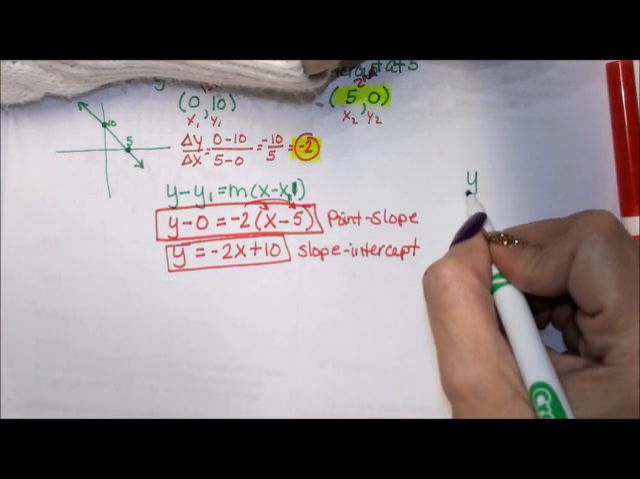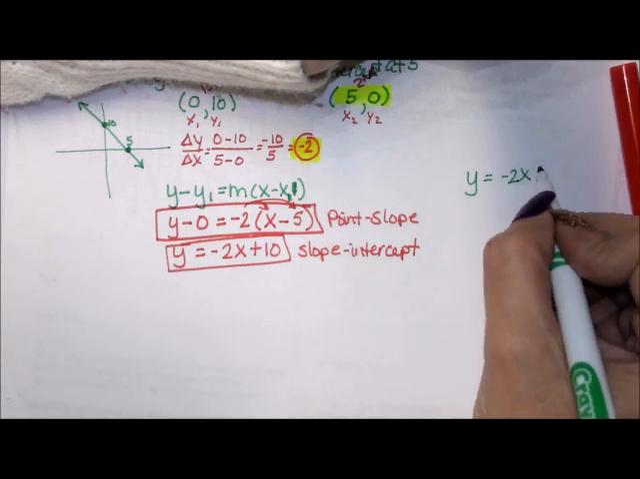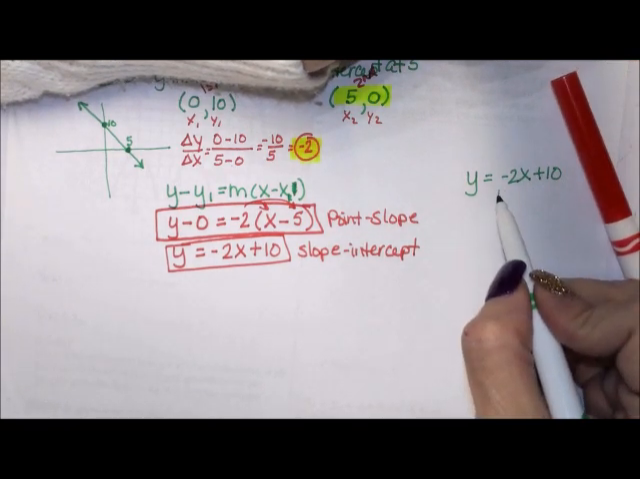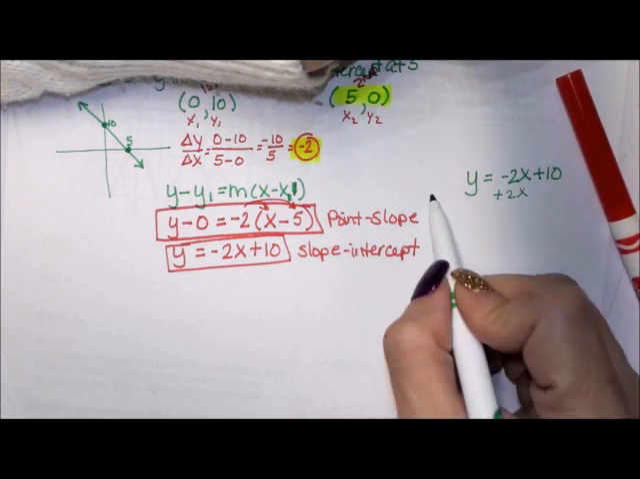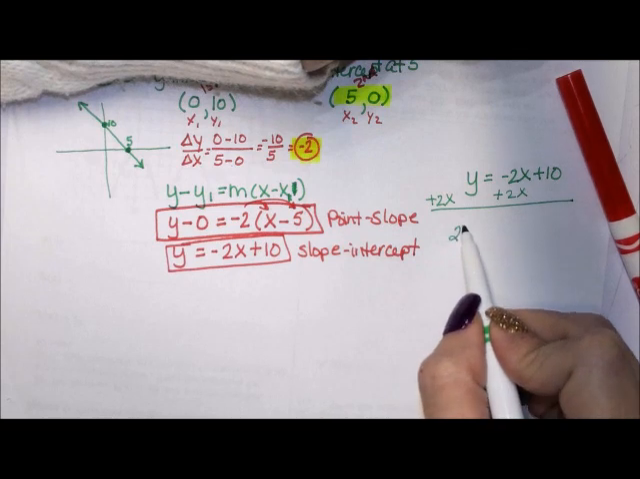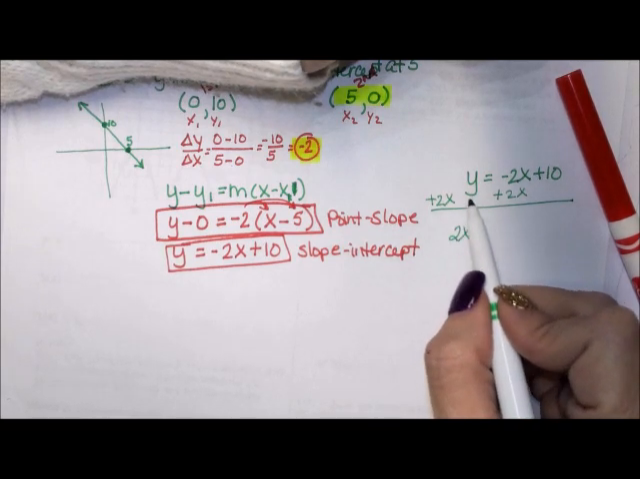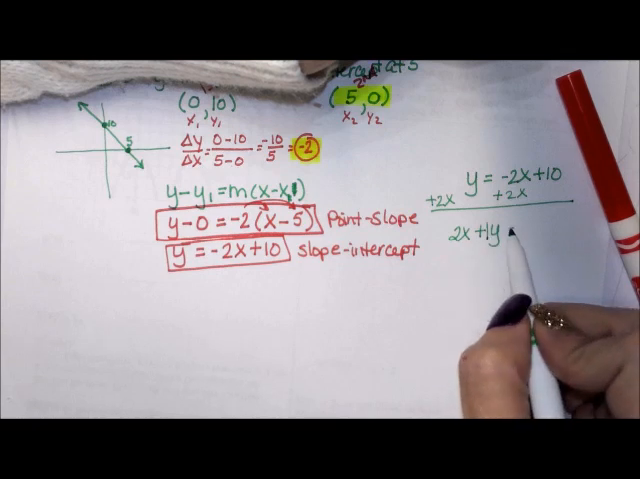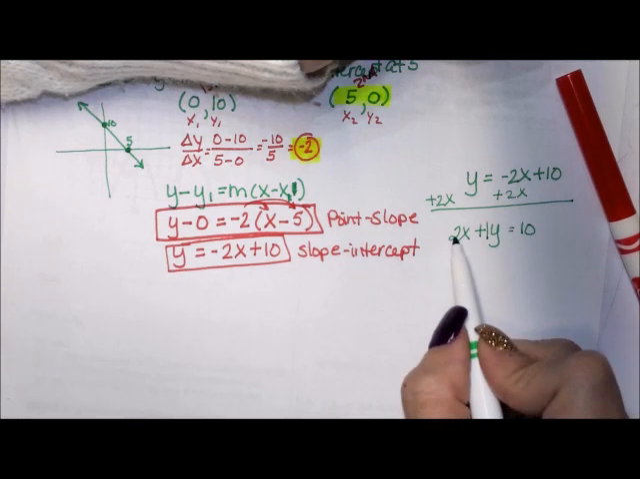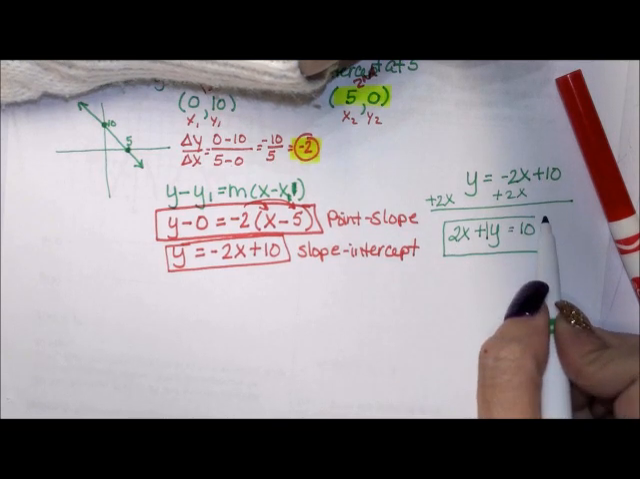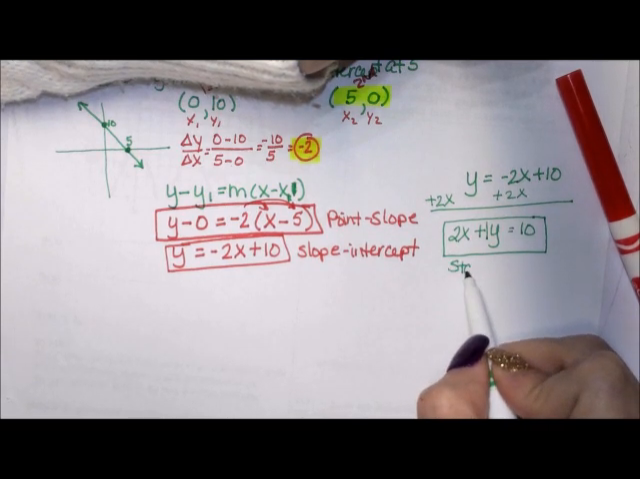So I'm going to come over here. y equals negative 2x plus 10. I'm going to add 2x to both sides. So 2x, this is a positive 1y, so plus y or 1y equals a positive 10. Now, it's positive. I don't care about the y, and there's no fractions. This is my standard form.